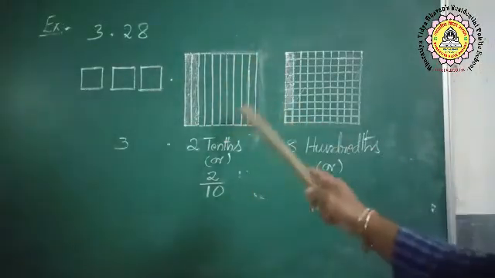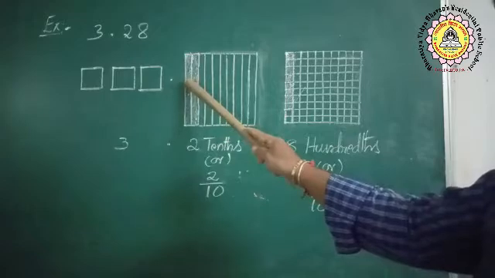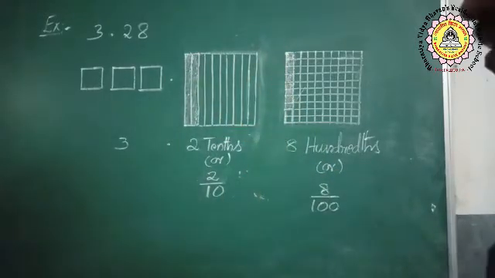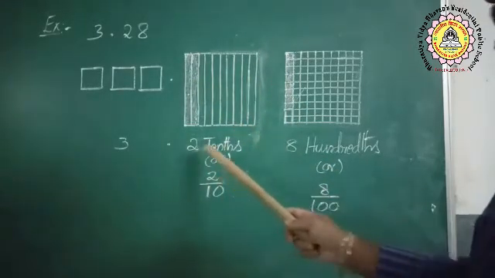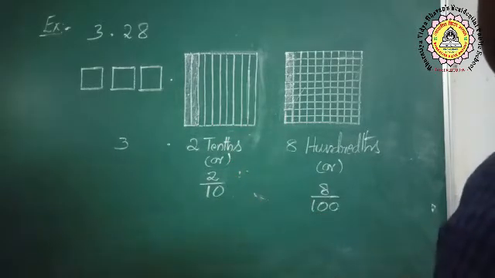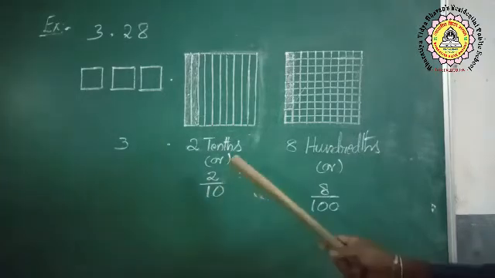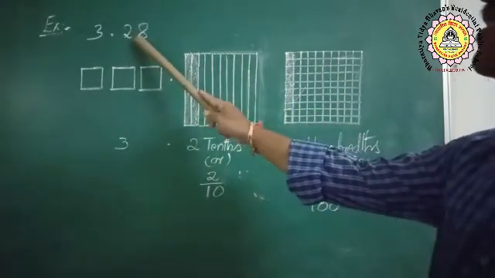And out of these 10 parts, how many parts did I shade here? Only 2. 1, 2. 2 parts I shaded. And this is called 2 tenths or 2 by 10. 2 by 10 means what? 2 parts out of 10 were shaded. Okay. Now, the next digit is 8.